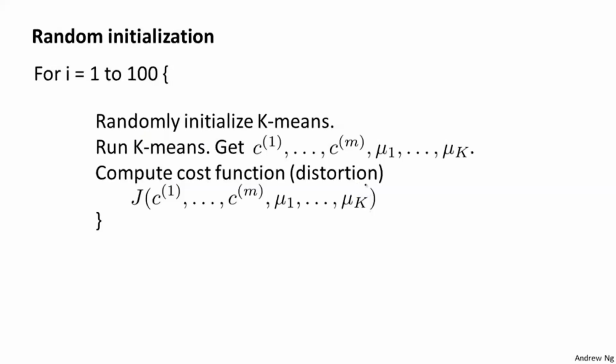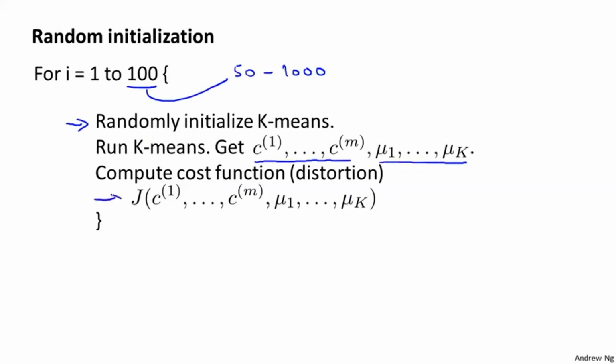Let's say I decide to run k-means 100 times. So I'm going to execute this loop 100 times. A fairly typical number of times to run k-means would be something from 50 up to maybe 1,000. But let's say you decide to run k-means 100 times. What that means is we would randomly initialize k-means, and for each of these 100 random initializations, we would run k-means, and that would give us a set of clusterings and a set of cluster centroids.